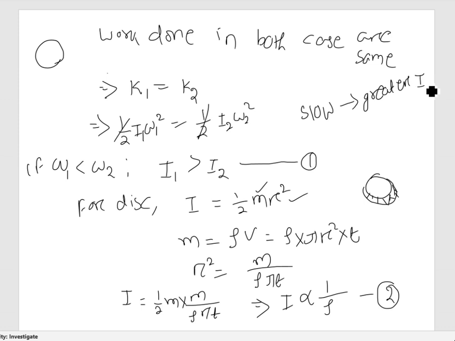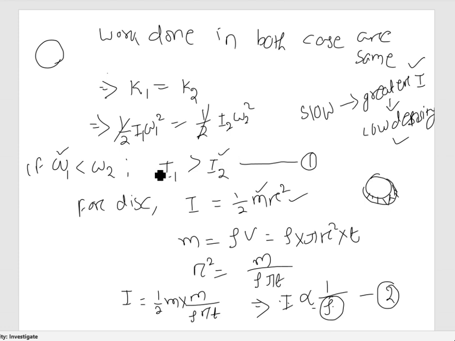moment of inertia I. So as moment of inertia is inversely proportional to density, we can say that if it has greater moment of inertia, it has less density or low density as compared to the second one. Clear? So if the first object is moving slowly, it has high moment of inertia and low density, because they are inversely proportional.